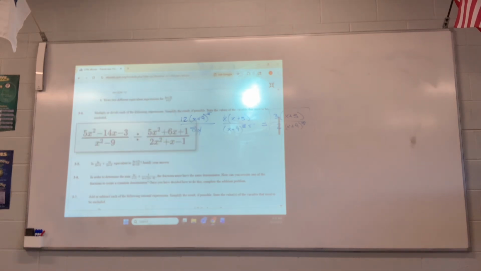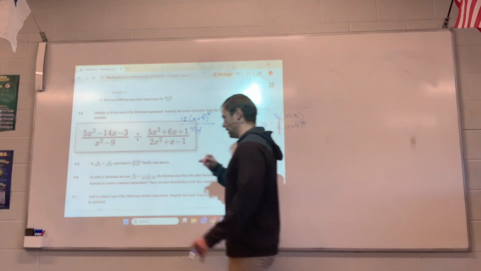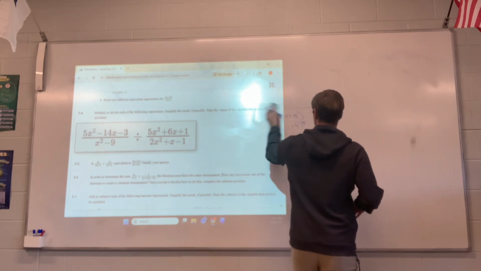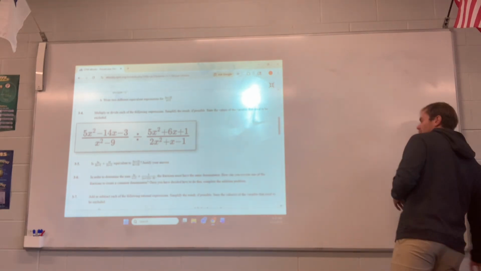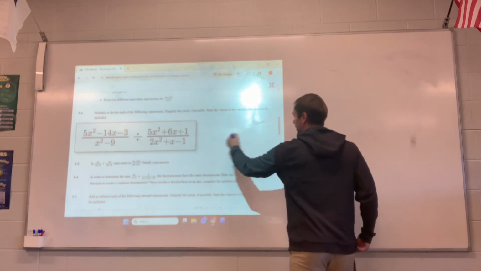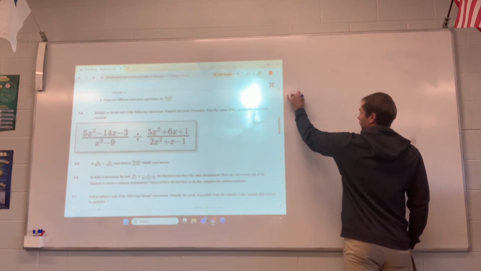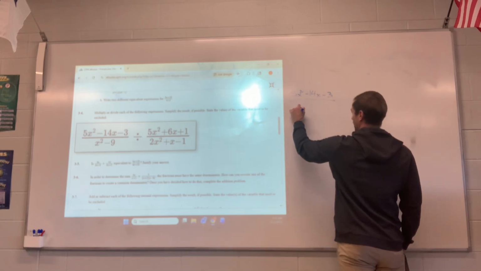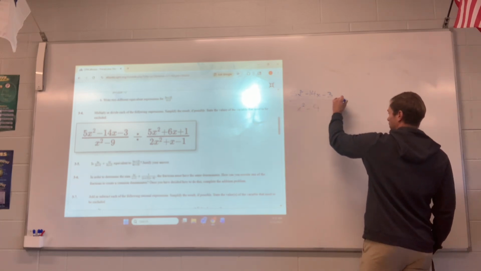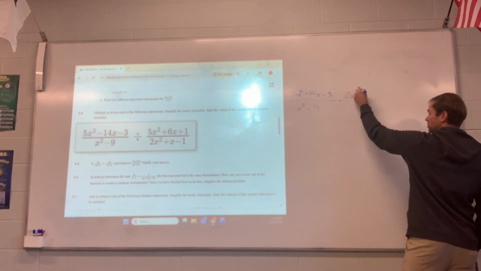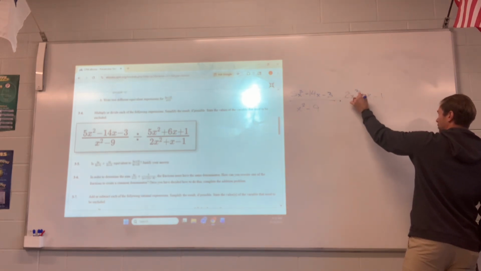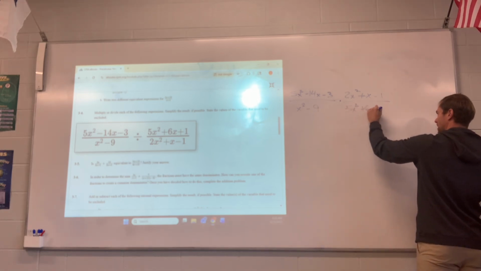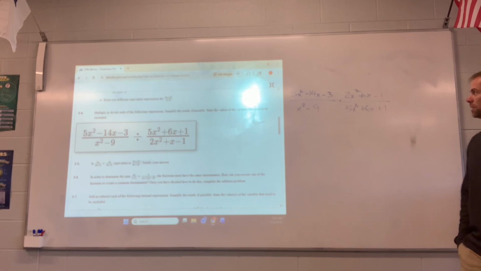Looking at the next one, now we have division. When we're dividing, everybody uses the gimmick, keep, change, flip, but it's multiply by the reciprocal. So we're going to write it that way: (5x^2 - 14x - 3) over (x^2 - 9). We multiply by the reciprocal, so 2x^2 + x - 1 goes in the numerator, and 5x^2 + 6x + 1 goes in the denominator.